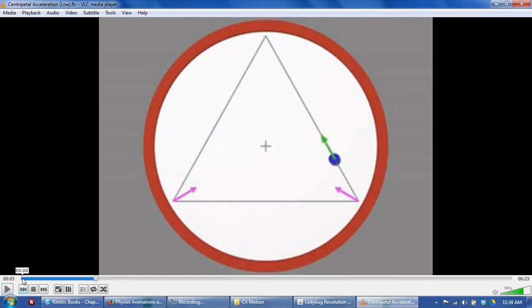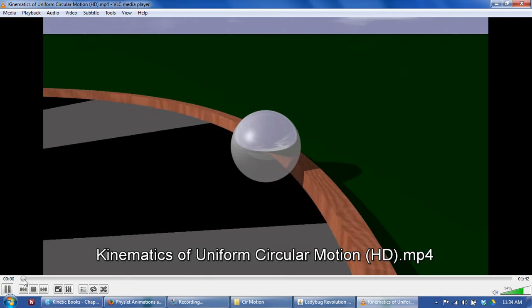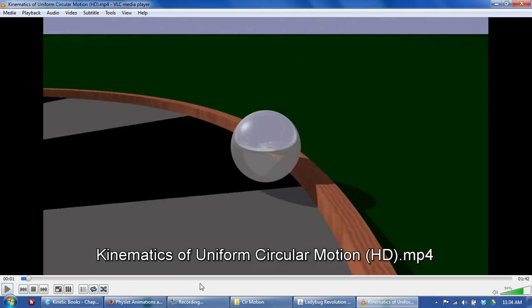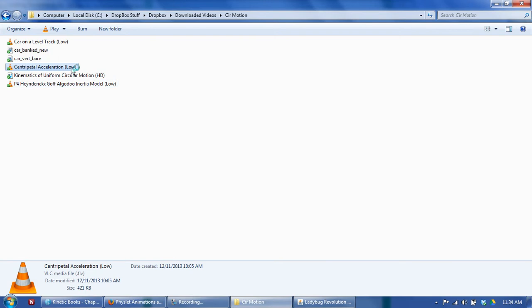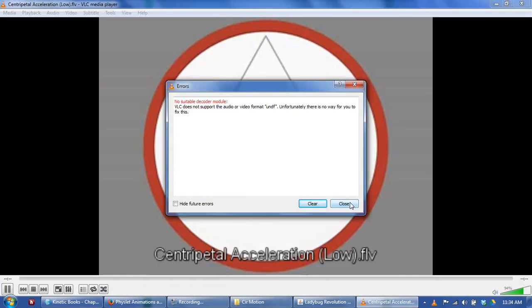Let's start that again for you. Oops. Now it's just being difficult. So we'll close this and we'll open this on its own. Get that out of the way.